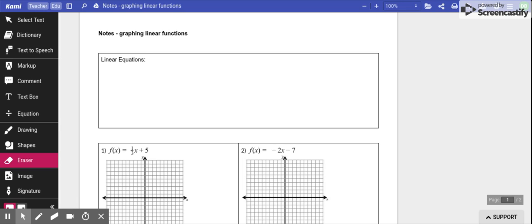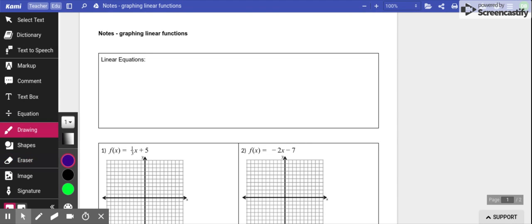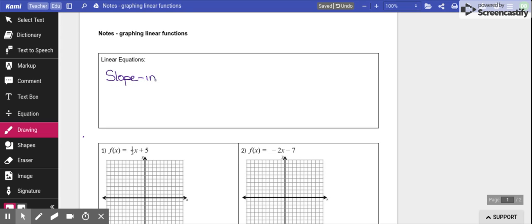Okay, we're going to go over how to graph linear functions. When we're graphing linear equations, there are several forms that you can look at, but today we're going to look specifically at two different forms. The first one being slope-intercept form, which we know as y equals mx plus b, or y equals b plus mx.